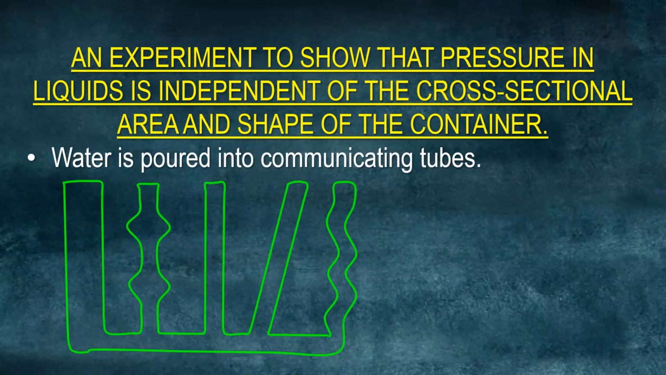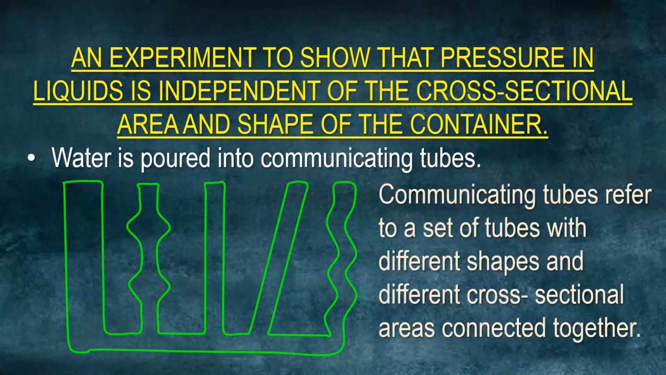And they have different shapes and different cross-sectional areas. So once water is poured in them, we observe to which level the water rises in each of those tubes. So communicating tubes refer to a set of tubes with different shapes and different cross-sectional areas, but they must be connected together.